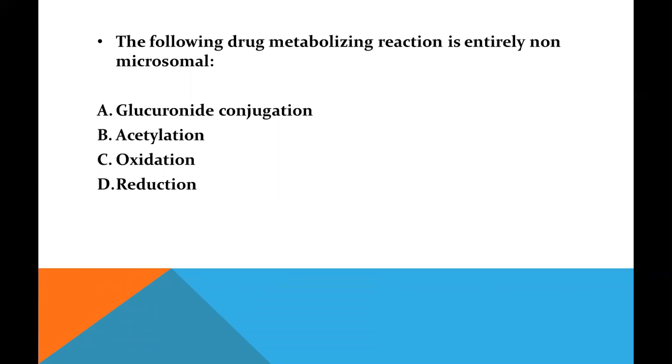Now moving to the next question. The following drug metabolizing reaction is entirely non-microsomal. So the options are glucuronide conjugation, acetylation, oxidation, and reduction. So the correct answer is option B, acetylation.